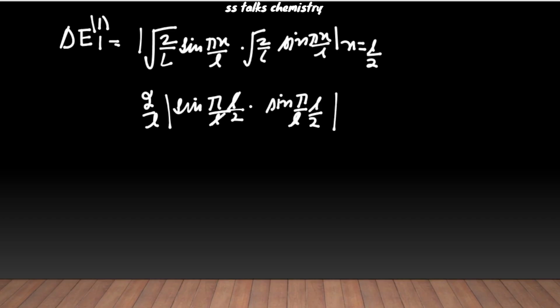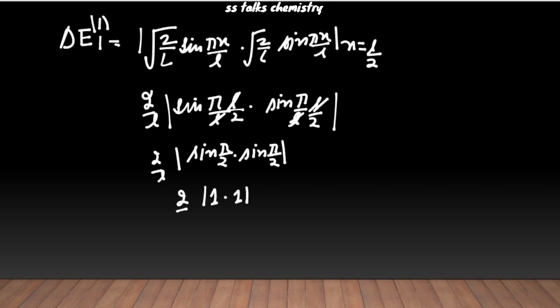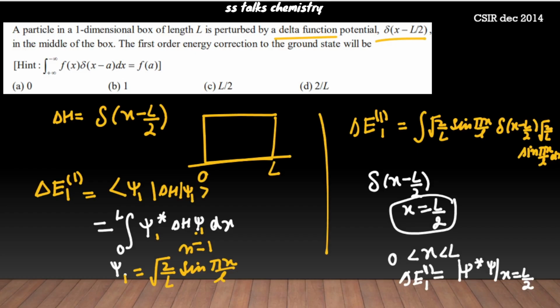So here you see this L and L are cancelled out in both the scenarios. It becomes sine pi by 2 into sine of pi by 2. So sine 90 we know is equal to 1 only. So this is 1 into 1 into 2 by L. That implies the energy correction of the first order for the ground state is 2 by L. So this is going to be the answer for this. Okay. So options, if you see 2 by L, option D is the one that is going to be your right answer.